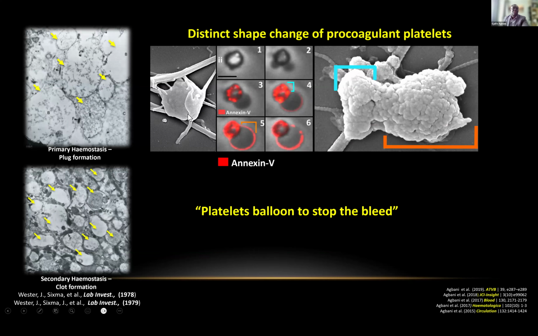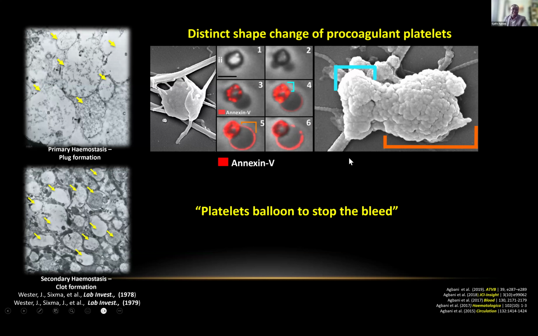So you see, on the scanning electron microscope, the platelets here adhering to a collagen fiber. It becomes activated and goes through changes, which I'll talk about in detail later on. And here we are looking at the total example of the platelet body and the balloon.